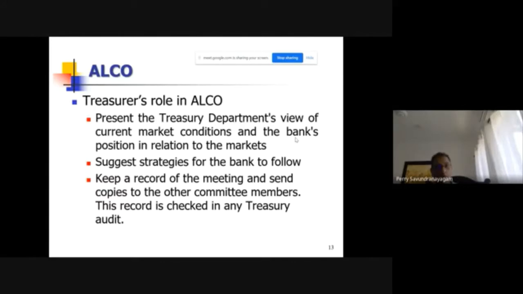So ALCO's role is not only strategic in terms of making the optimization of assets and liabilities. It is also important from a perspective of making sure that there is a governance process for managing the bank's risk, basically.